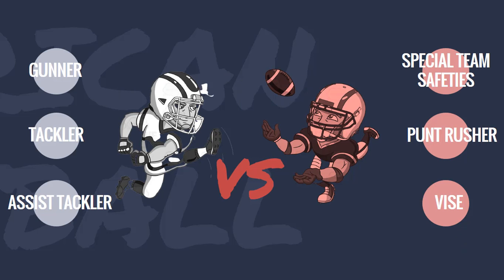After conducting an in-depth analysis of the Kaggle dataset, I see there are 3 types of players who have an influence on the kicker's performance, such as gunner, tackler, and assist tackler. On the defense team side, there are special team, safeties, punt rusher, and vice, which also have no less important role for the returner's success in defending and even generating a winning score.